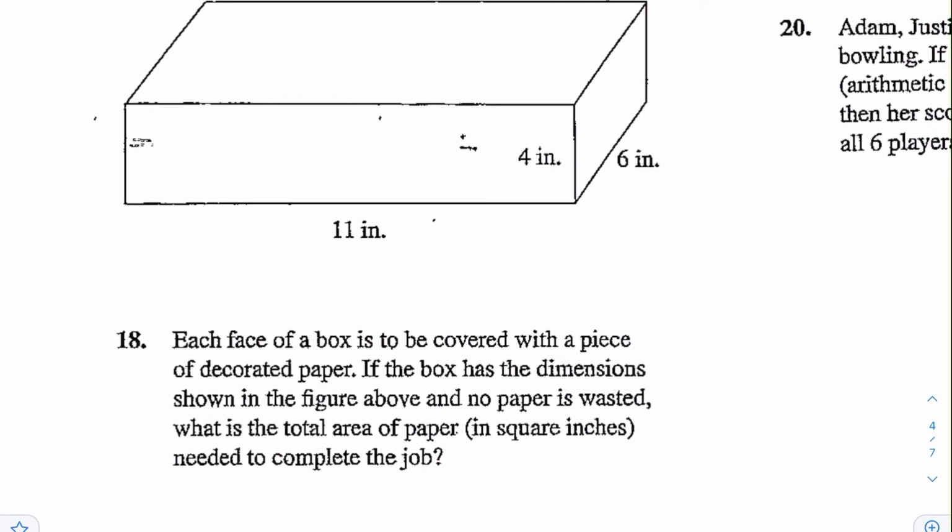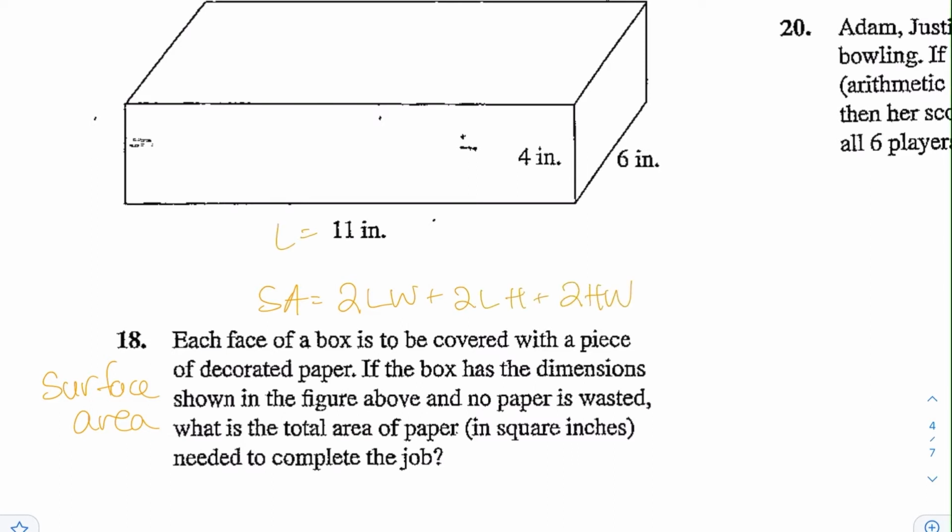Next, for number 18. Each face of a box is to be covered with a piece of decorated paper. If the box has its dimensions shown in the figure above and no paper is wasted, what's the total area of the paper needed to complete the job? So to cover up this surface, this is called surface area. And the formula for the surface area of a rectangular prism is 2LW plus 2LH plus 2HW.